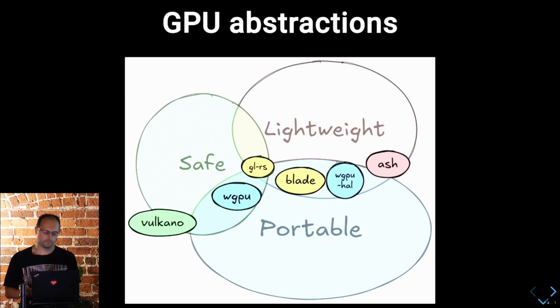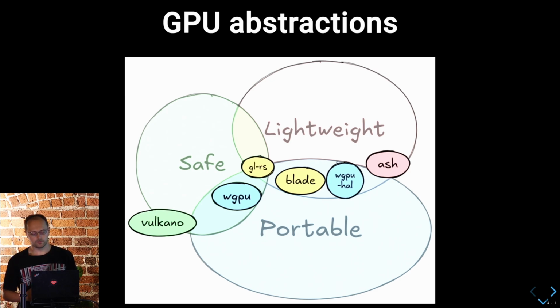This is one way to look at them. There are many trade-offs. Some of them are how light your code is, how safe your abstraction is, and how portable you can run it. Some of the things here: Ash, that's the thing that Zero Matter uses. This is on the right, so it's a lightweight abstraction that's not really very portable. On the left, we see Vulkano, which is safe, but also targeting just Vulkan.